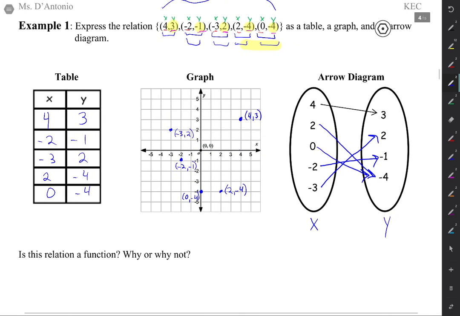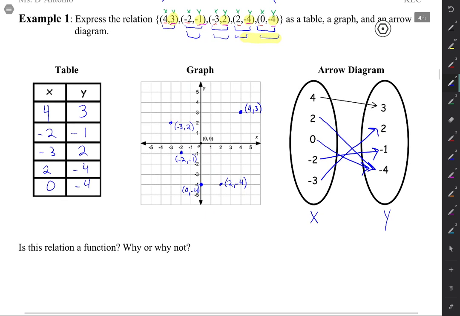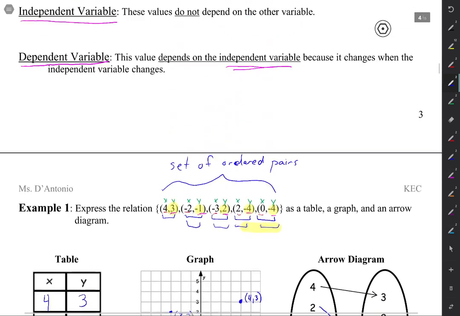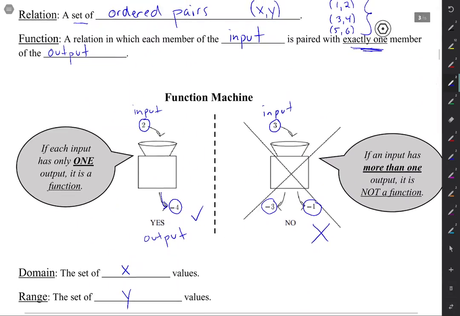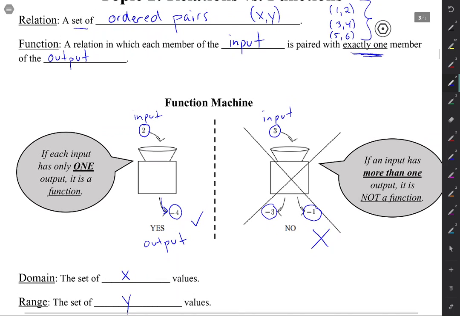So next it says, is this relation a function? Why or why not? So let's go and look at our definition of a function again. It says a function is a relation in which each member of the input, so remember the input are the x values, is paired with exactly one member of the output, or the y values. So each x value has to be paired with only one y value.